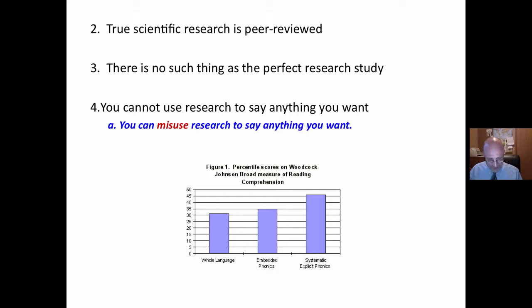True scientific research is peer-reviewed anonymously by a jury of one's peers. Doing a study or collecting data is different from research. In looking at research and research studies, also, there is no such thing as the perfect study. There's no research that proves conclusively for all times that a thing is so.